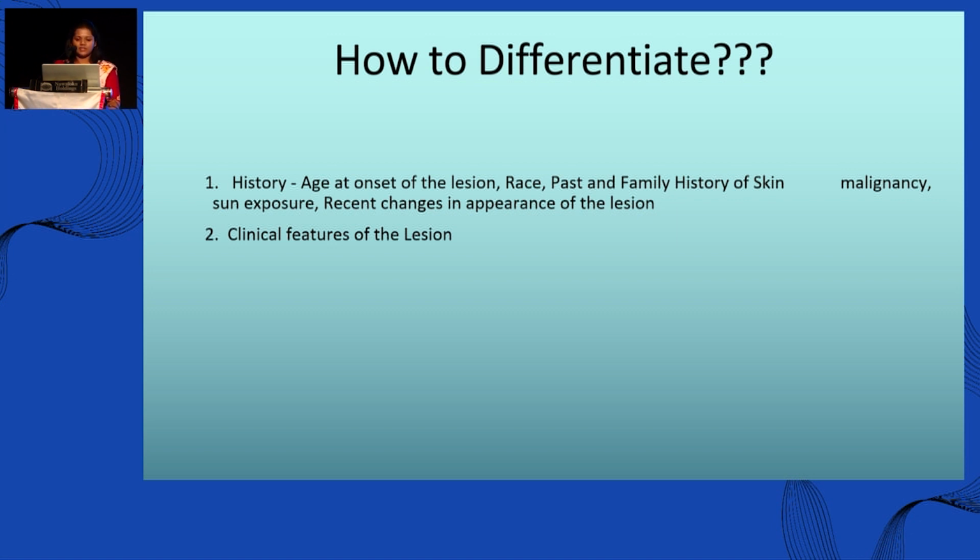Then the race: if it occurs in a patient who is a white person, then there is high suspicion of a malignant lesion. If the patient has a past history or a family history of skin cancer like melanoma, then there is a high suspicion of malignancy. Sun exposure also increases the risk of malignancy. And if there are recent changes in the appearance of the lesion as described by the patient, then we have to think of a malignant lesion more.